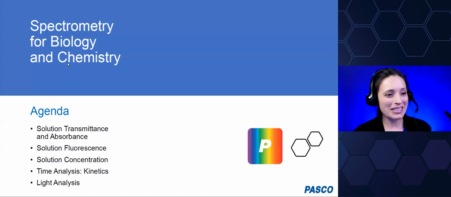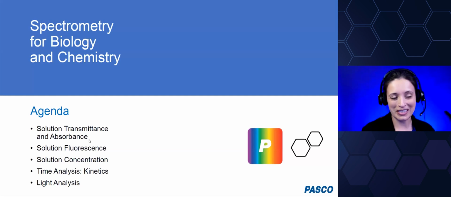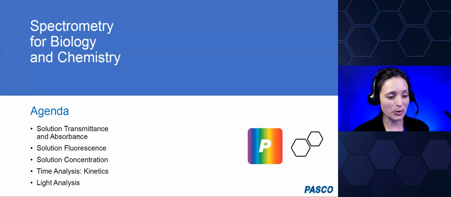So here we go. This is spectrometry for biology and chemistry. Here are the things I'd like to cover today. My goals are to show you the most commonly used investigations in biology and chemistry, and even a little physics at the end here, with looking at solution transmittance and absorbance in our wireless and UV-Vis spectrometers, also solution fluorescence with the wireless Vis spectrometer.